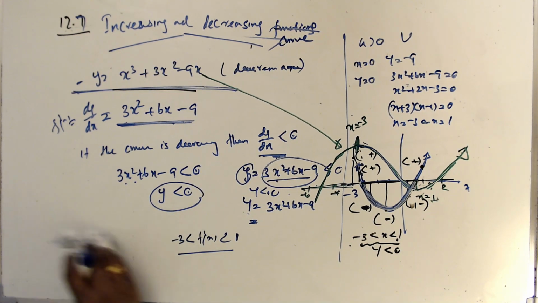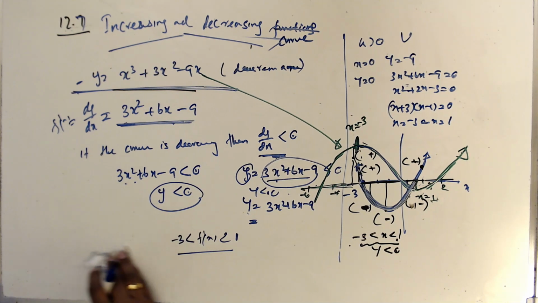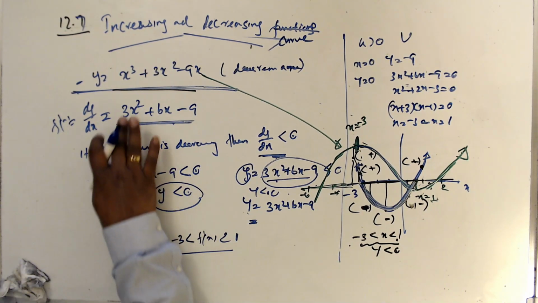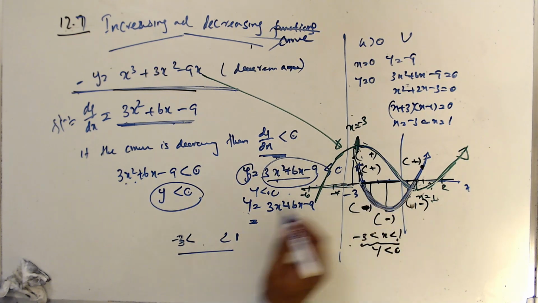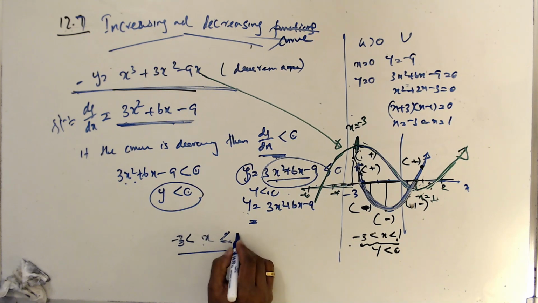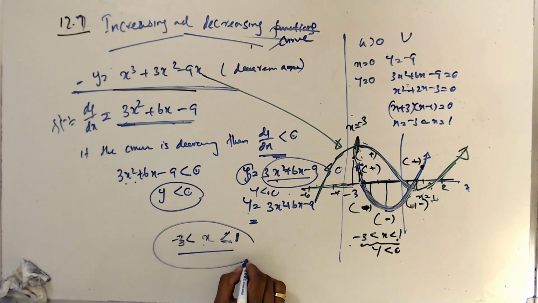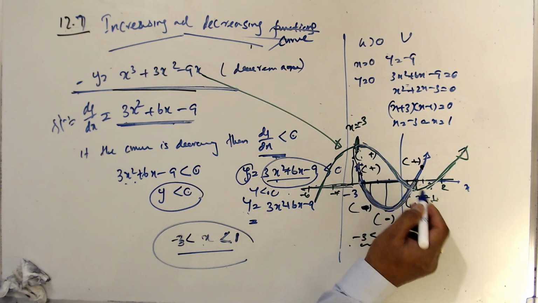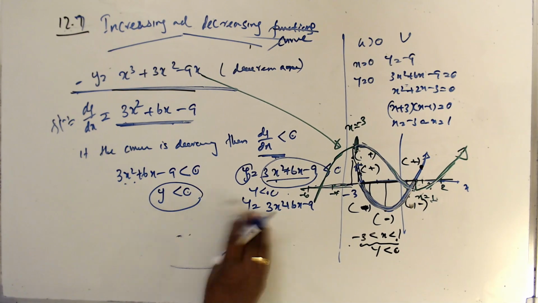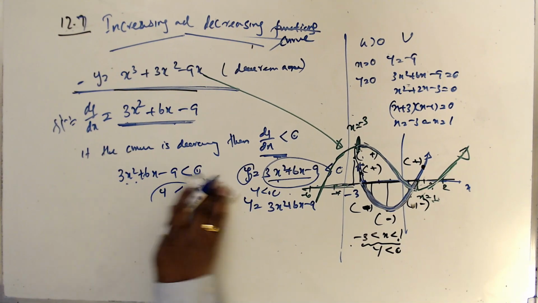Assume that you don't draw this one, how do you do it? So finally, what is the decreasing area? The decreasing area is this one: minus 3 less than x less than 1. During this area, the function is decreasing.